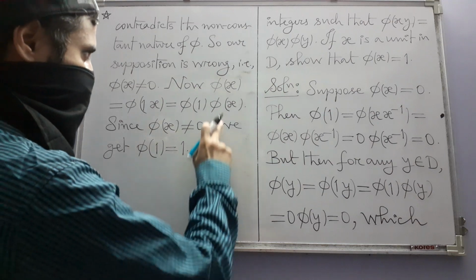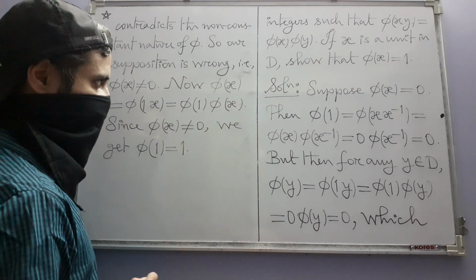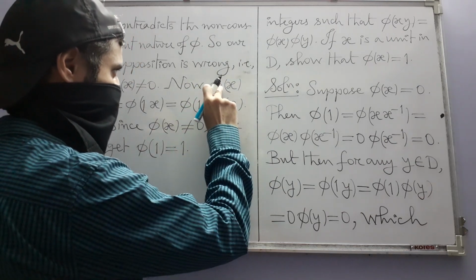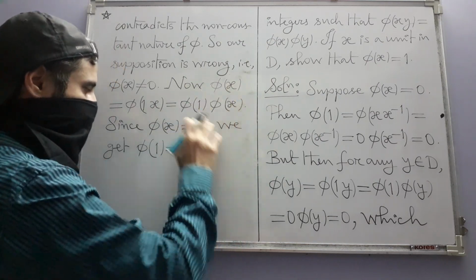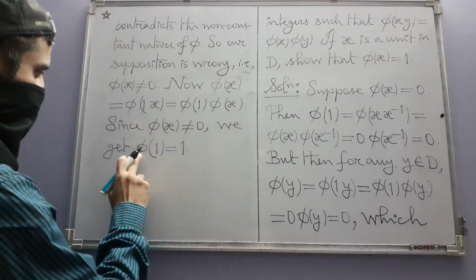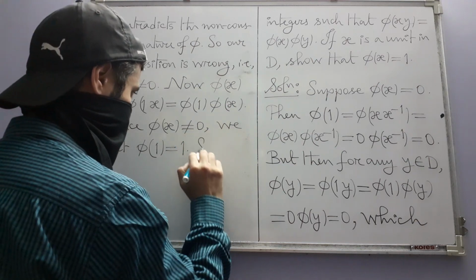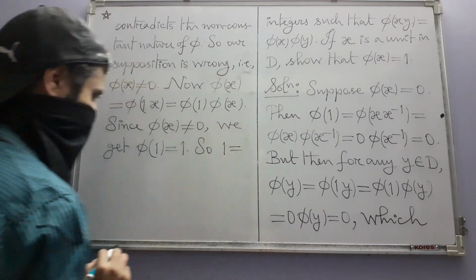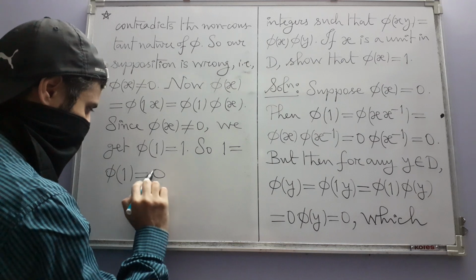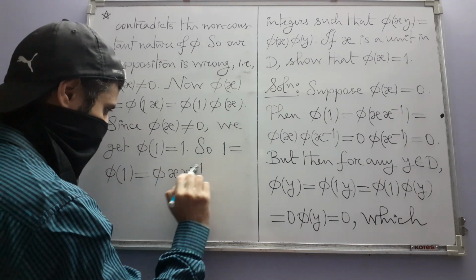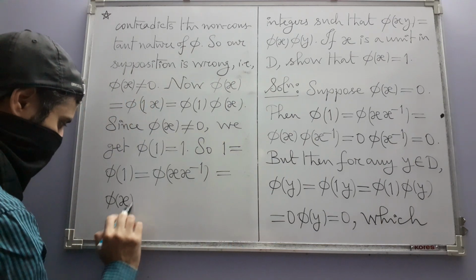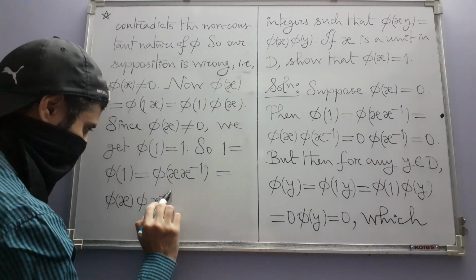How? Because keep in mind that these are non-negative integers. So actually we are looking at integers. The phi values are all integers. And if you know on top of this that phi of x is non-zero, then you can cancel phi of x from both sides and have phi of 1 equal to 1. So 1 is equal to phi of 1, that is equal to phi of x times x inverse, which again using the multiplicative nature of phi becomes phi of x times phi of x inverse.